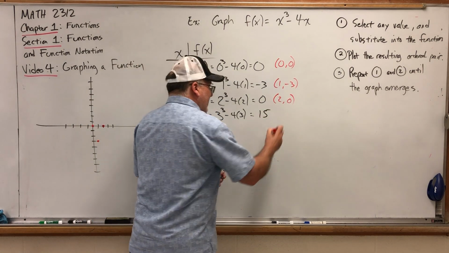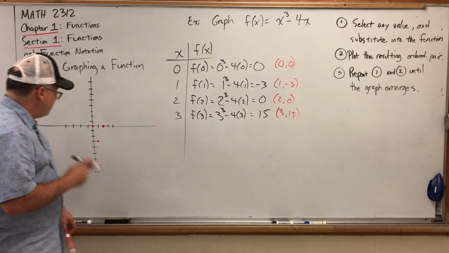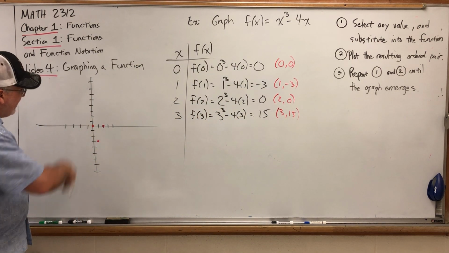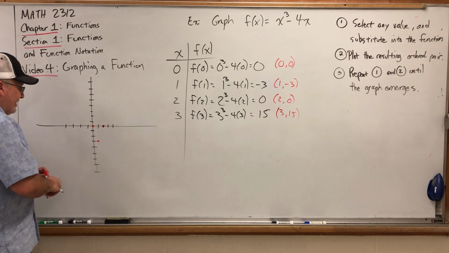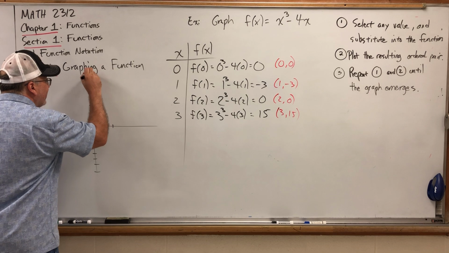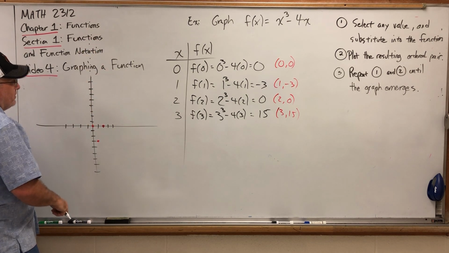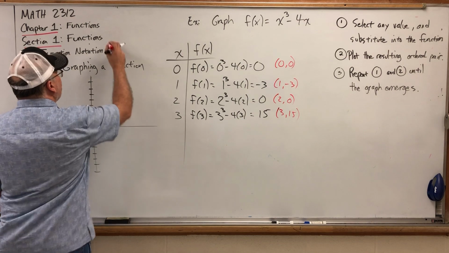And at this point, my outputs are starting to get kind of large. The way this coordinate plane is drawn, I really don't have room to go up 15. I guess I can count it. 1, 2, 3, 4, 5, 6, 7, 8, 9, 10, 11, 12, 13. About up here around the T. And we would have this point over 3 and clear up here.